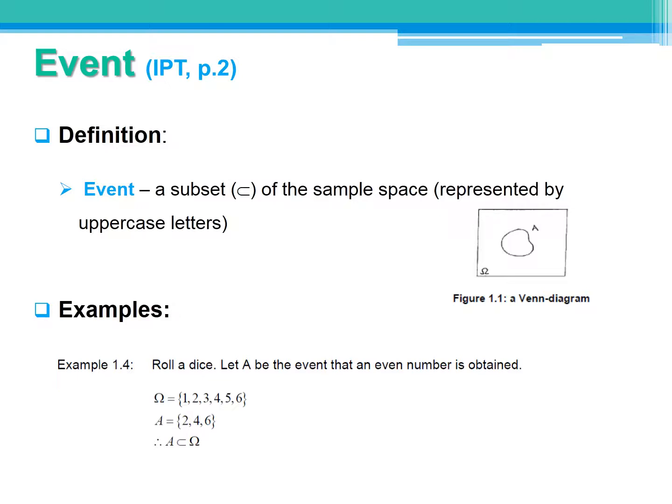Okay, let's look at a practical example. In example 1.4, they tell you, suppose you roll a die. Let A be the event that an even number is obtained. So rolling the die, the outcomes on the die can either be 1, 2, 3, 4, 5 or 6. If we are looking for the even numbers, then the outcomes in event A will be 2, 4 or 6. So that means that A will be a subset of my sample space.